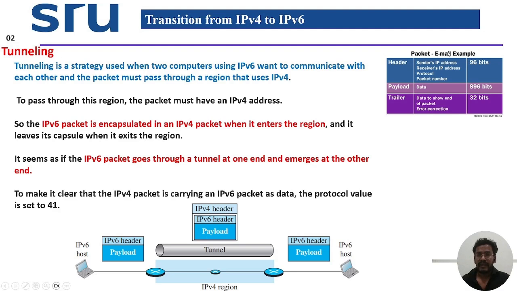So here the packet example has a header with sender IP address, receiver IP address, protocol, and packet number, about 96 bits, and payload data of 896 bits, and a trailer at the end of the packet for error correction, which is 32 bits.